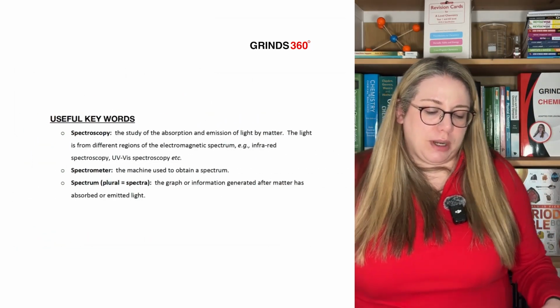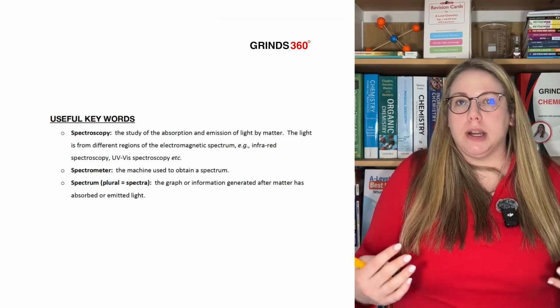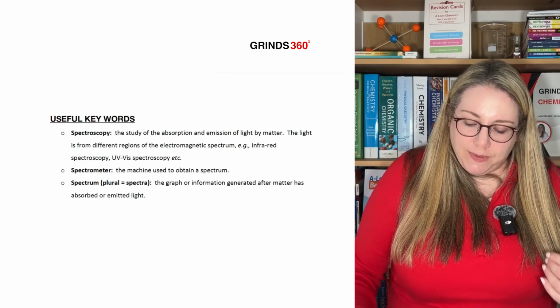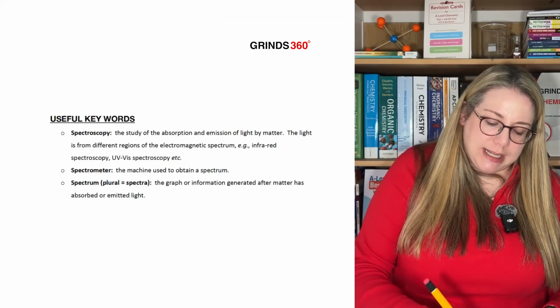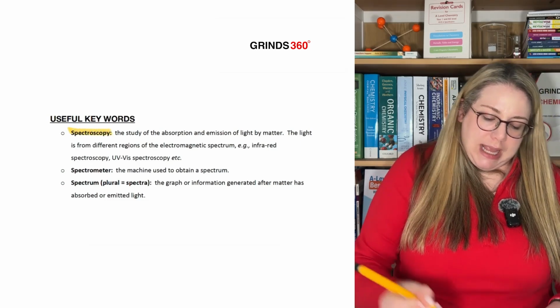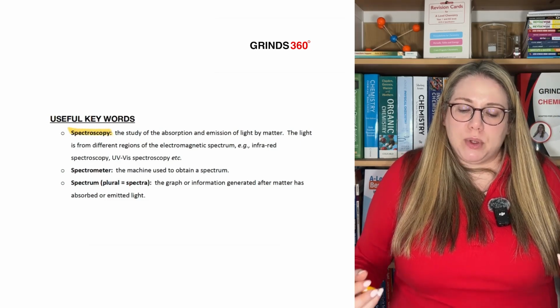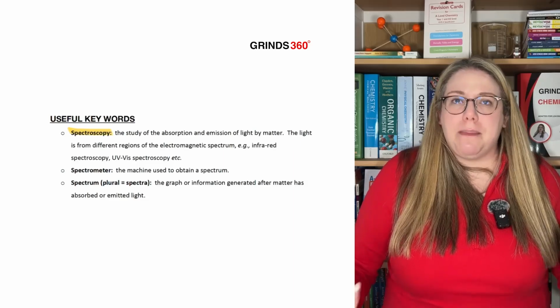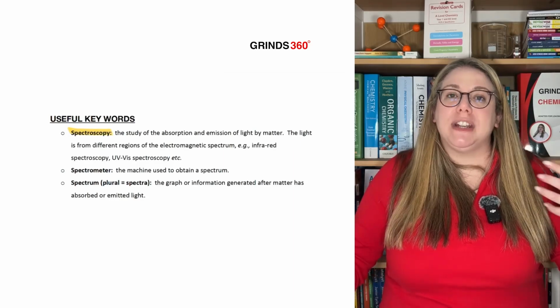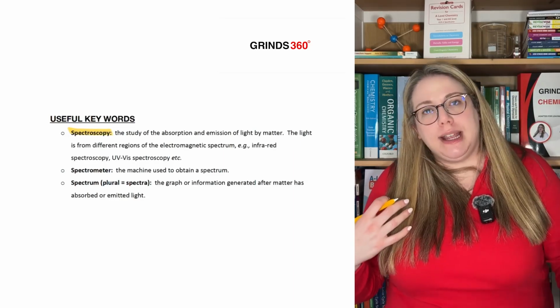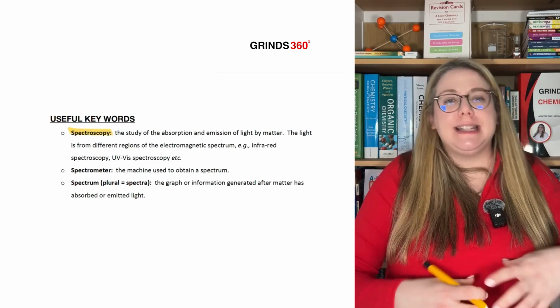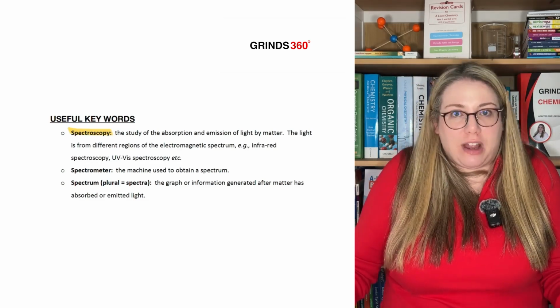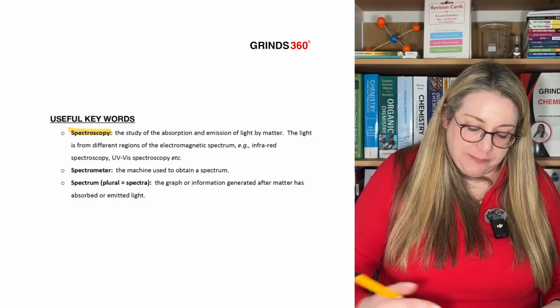Now, next up, we're going to have a look at some useful keywords. So the first one is the word spectroscopy. Spectroscopy is the study of absorption and emission of light by matter. It looks at how matter interacts with light, how much light is absorbed, what the energy of the light is, and what the energy of the light emitted is.